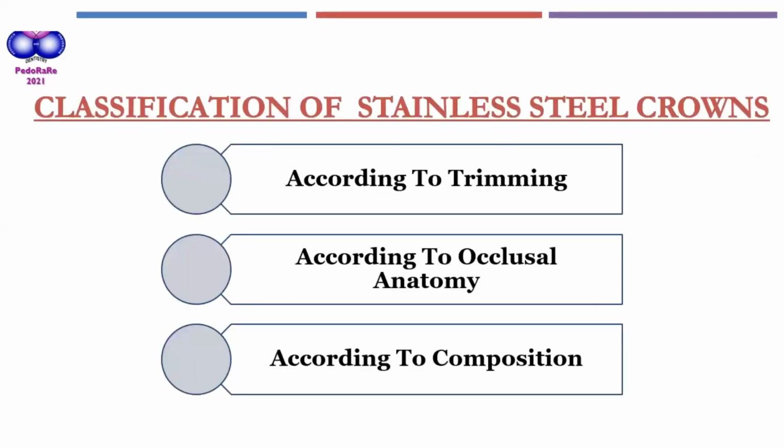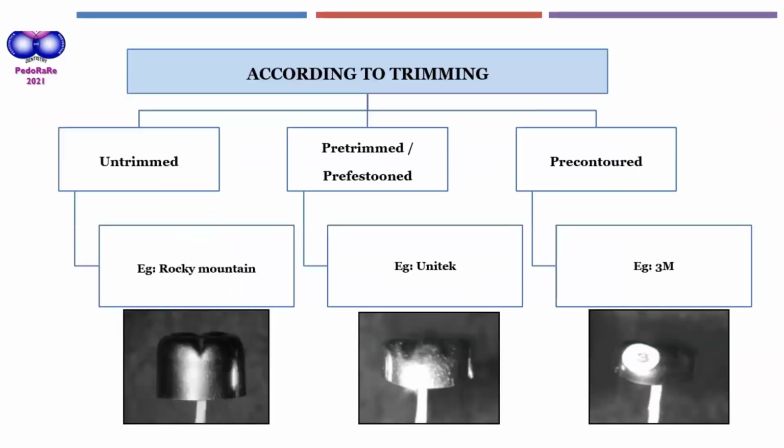We've all read a lot of classifications, which is important because at the end of the day, when it comes to the theoretical perspective, you should definitely know them. Even from the chairside viva perspective, all this becomes very important. So we have classified it into three types: according to trimming, according to the occlusal anatomy, and according to the composition. I just put in a picture according to the trimming.